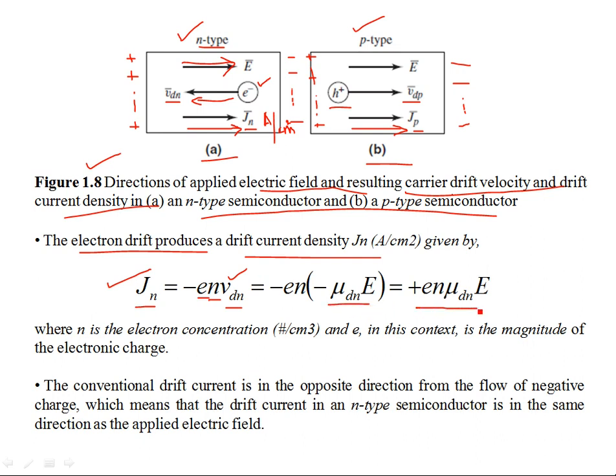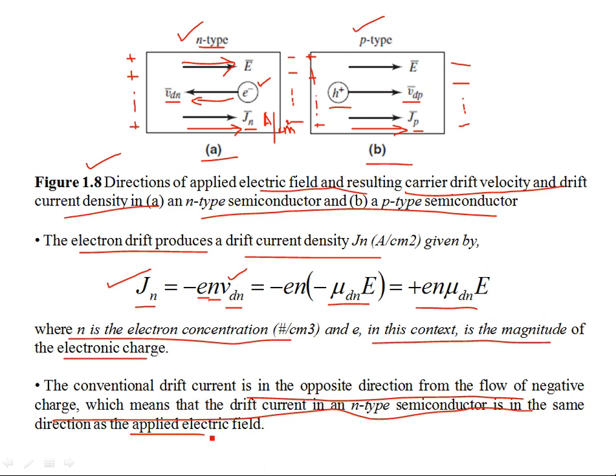This relationship is the current density due to the negatively charged carriers, the majority carriers in an n-type semiconductor material. This n is the electron concentration per cubic centimeter. e in this context is the magnitude of the electronic charge. The conventional drift current opposes the direction of the flow of negative charge, which means that the drift current in an n-type semiconductor is in the same direction as the applied electric field. Since the conventional current opposes the flow of charges, the drift current is in the same direction as the E field.